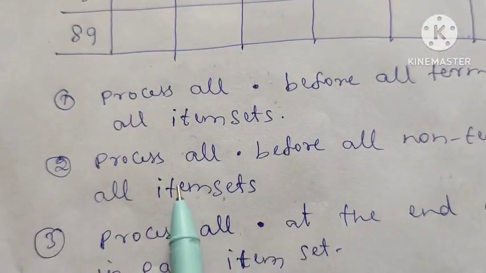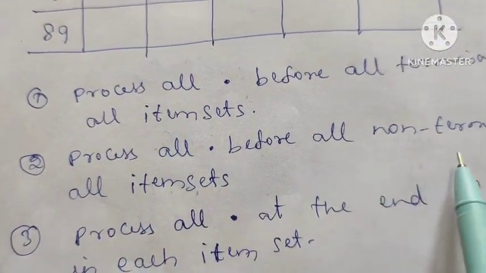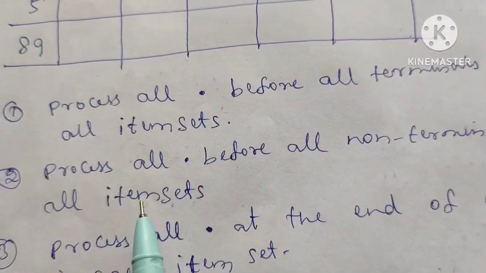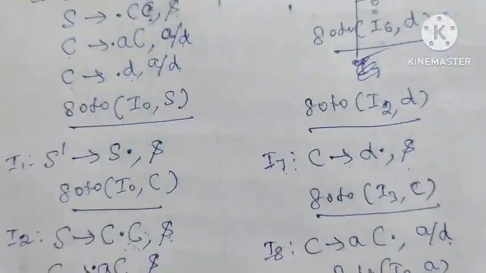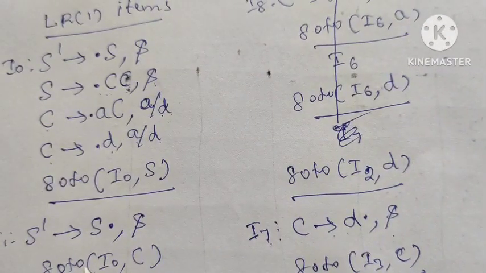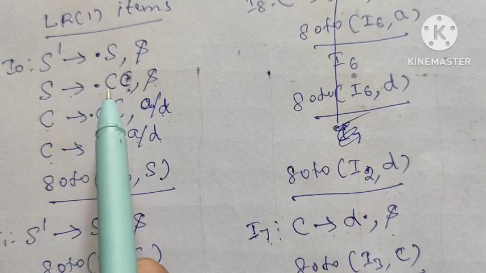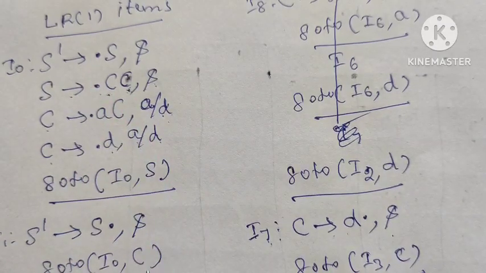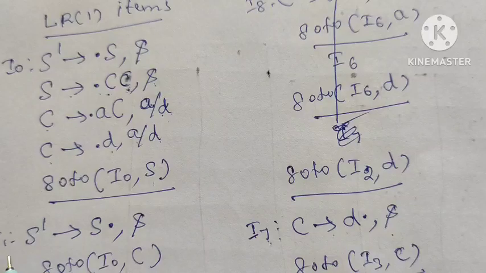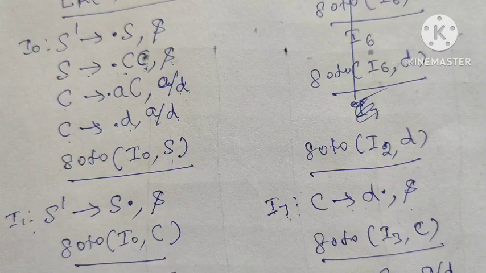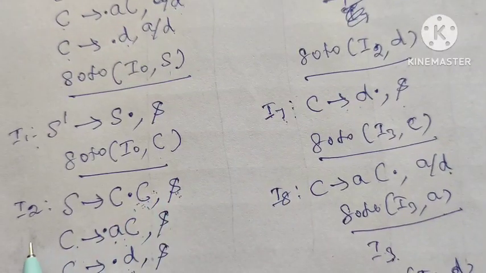So now what is the second rule we have to take? The second rule is process all dots before all non-terminals in all item sets. This is the rule. Now let's start from item set 0. In item set 0 we can see a dot is before S here. So go to of I0 comma S and go to of I0 comma C. Go to of I0 comma S produces me I1. Go to of I0 comma C produces I2.